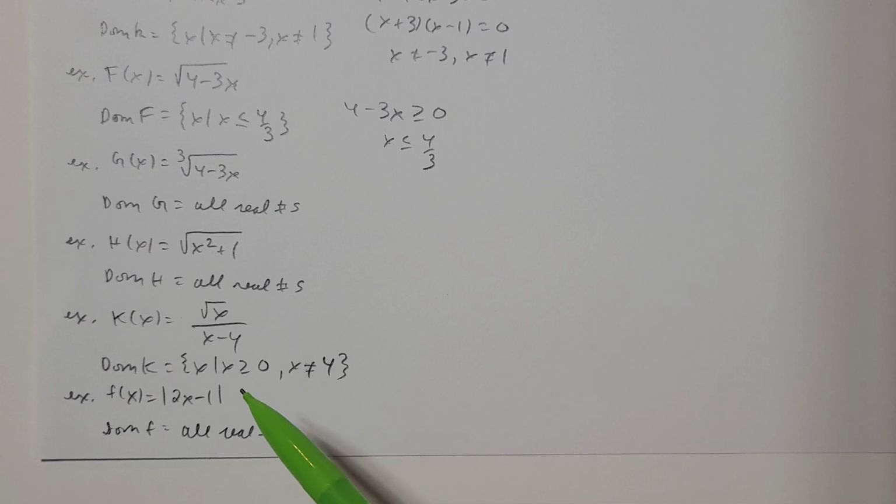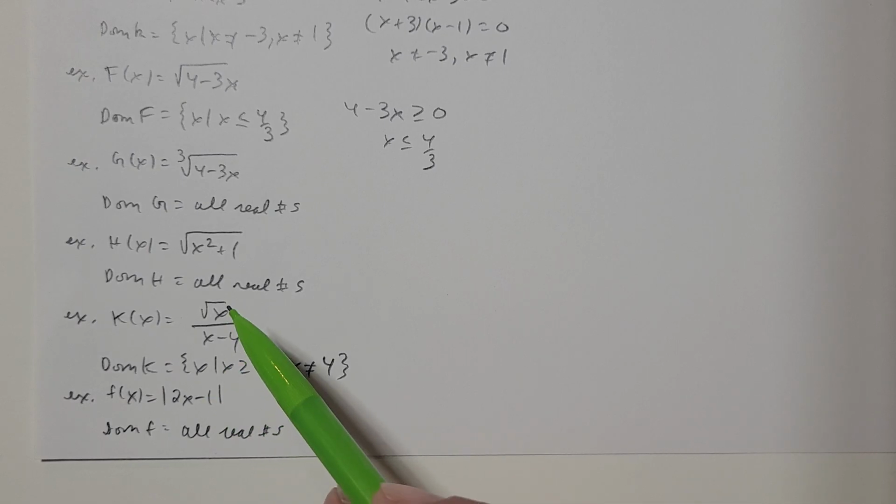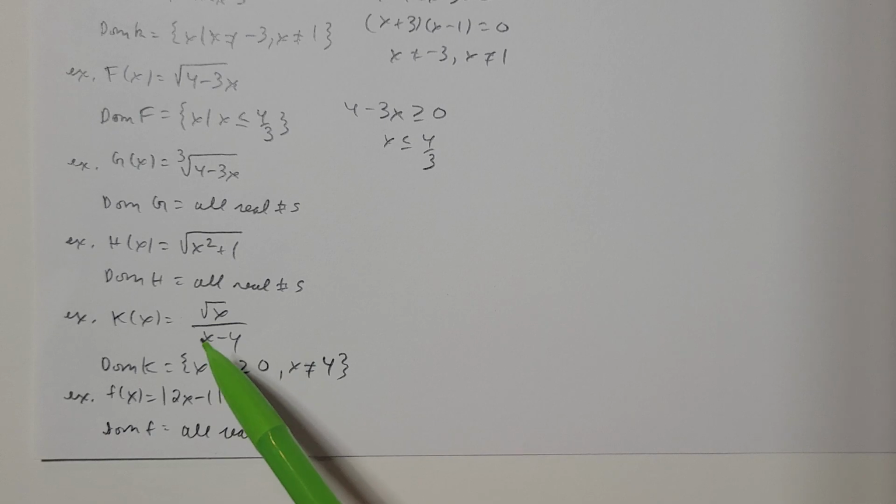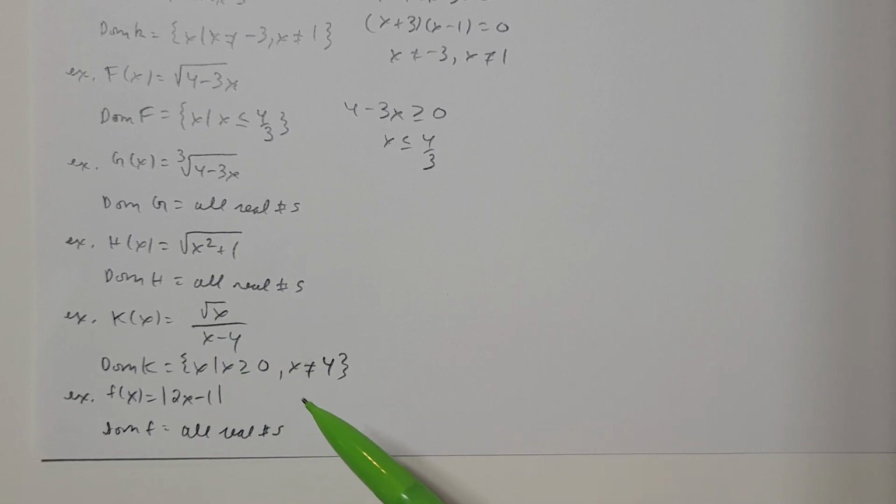I've got the set of all x such that x is greater than or equal to 0 because of the square root sign. I don't want x to be a negative. So x can be any non-negative number, but x can't be 4, because we can't divide by 0. So you can use any non-negative number, just not 4. That'd be the domain.